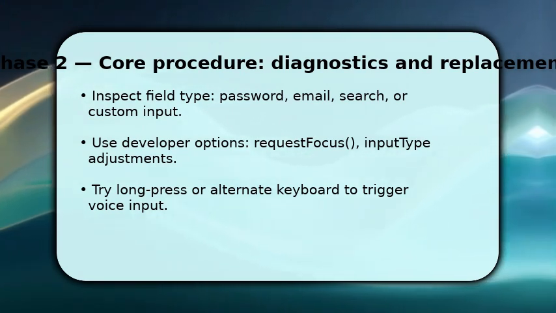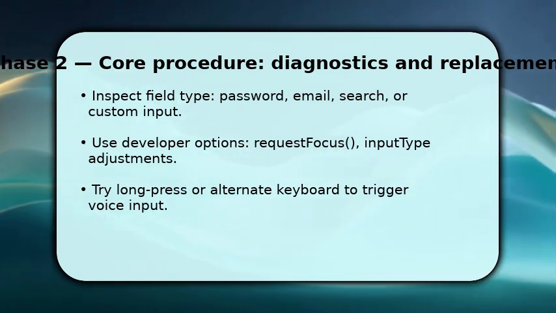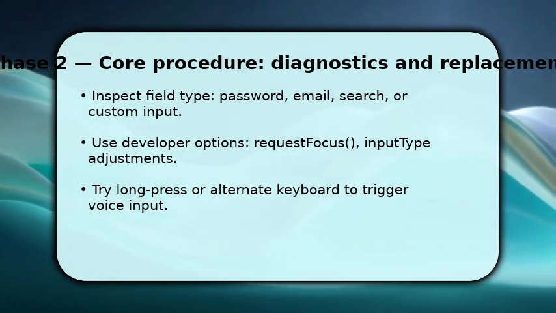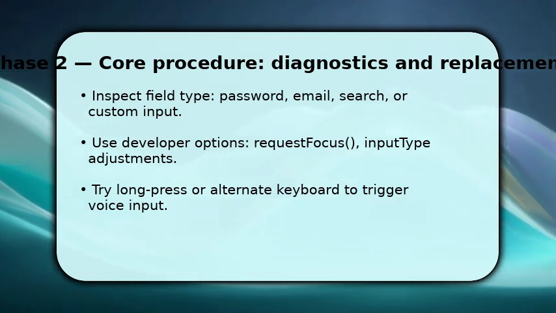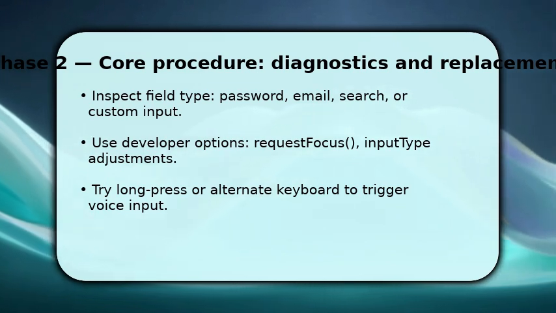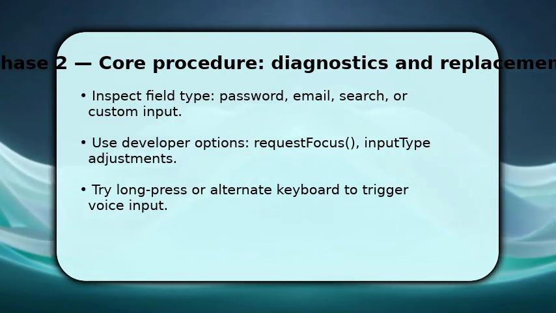If you control the form, change input type to text or add a voice-friendly attribute. If not, use a workaround. Long press the input to open the keyboard selector, pick Google Voice Typing, or use Accessibility Select to speak to capture field text. Once you modify the input behavior, test voice recognition. It should accept dictation, unless the field enforces secure input.